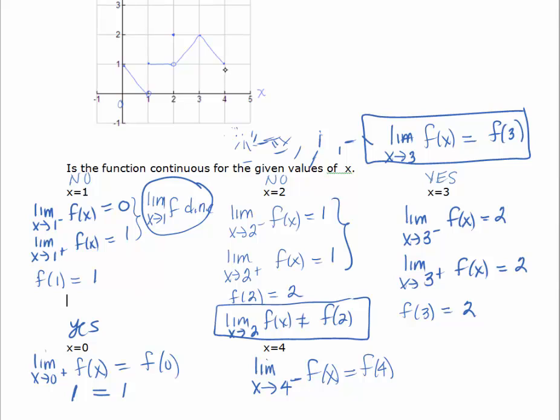We also have continuity at the endpoint x equals 4, because the limit as x approaches 4 from the left is equal to 1, and f of 4 is also equal to 1. So for endpoints, you only need a one-sided limit that has to equal the function value. Actually, at this point, I think we'll end this video, and then in the next video, we will look at some examples where you find the intervals of continuity.